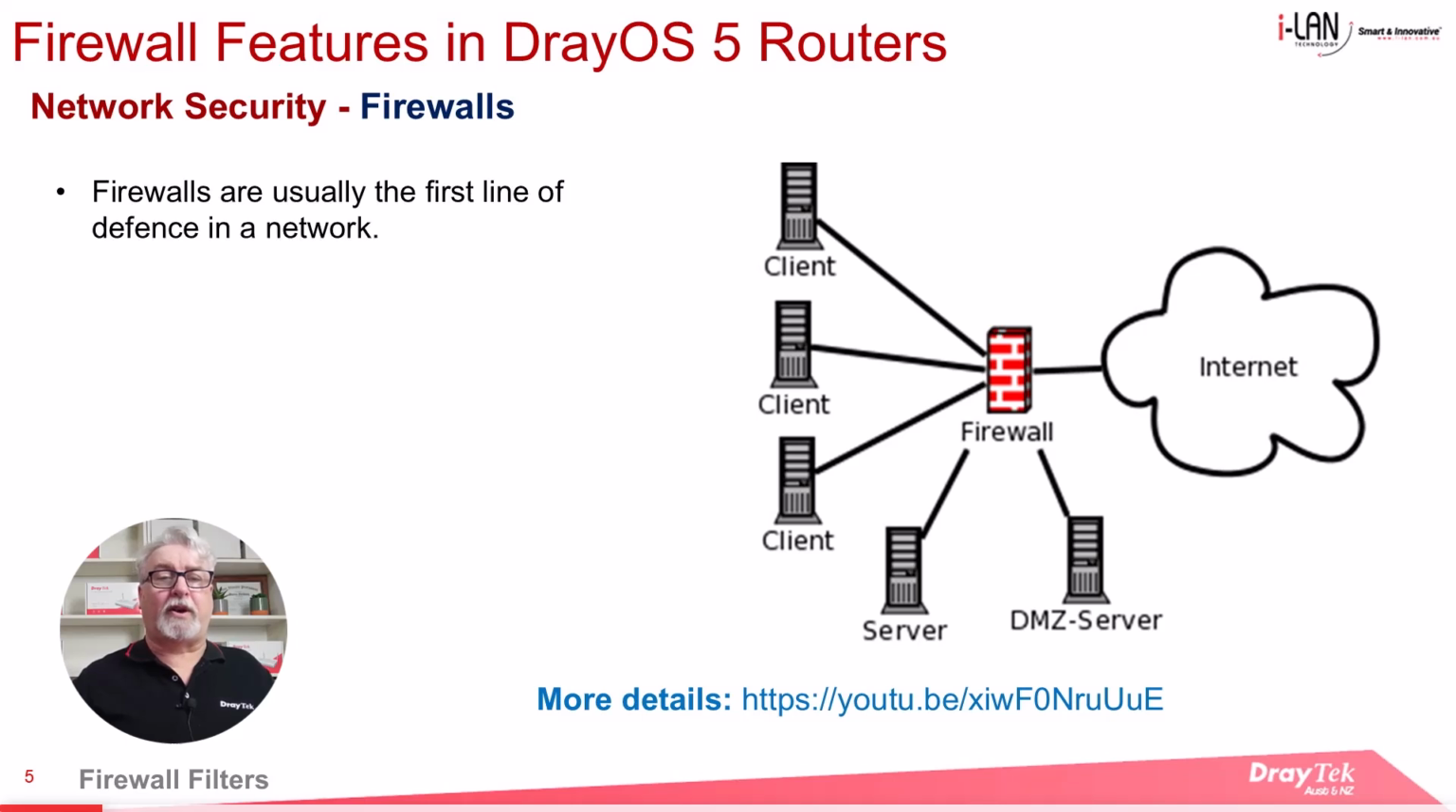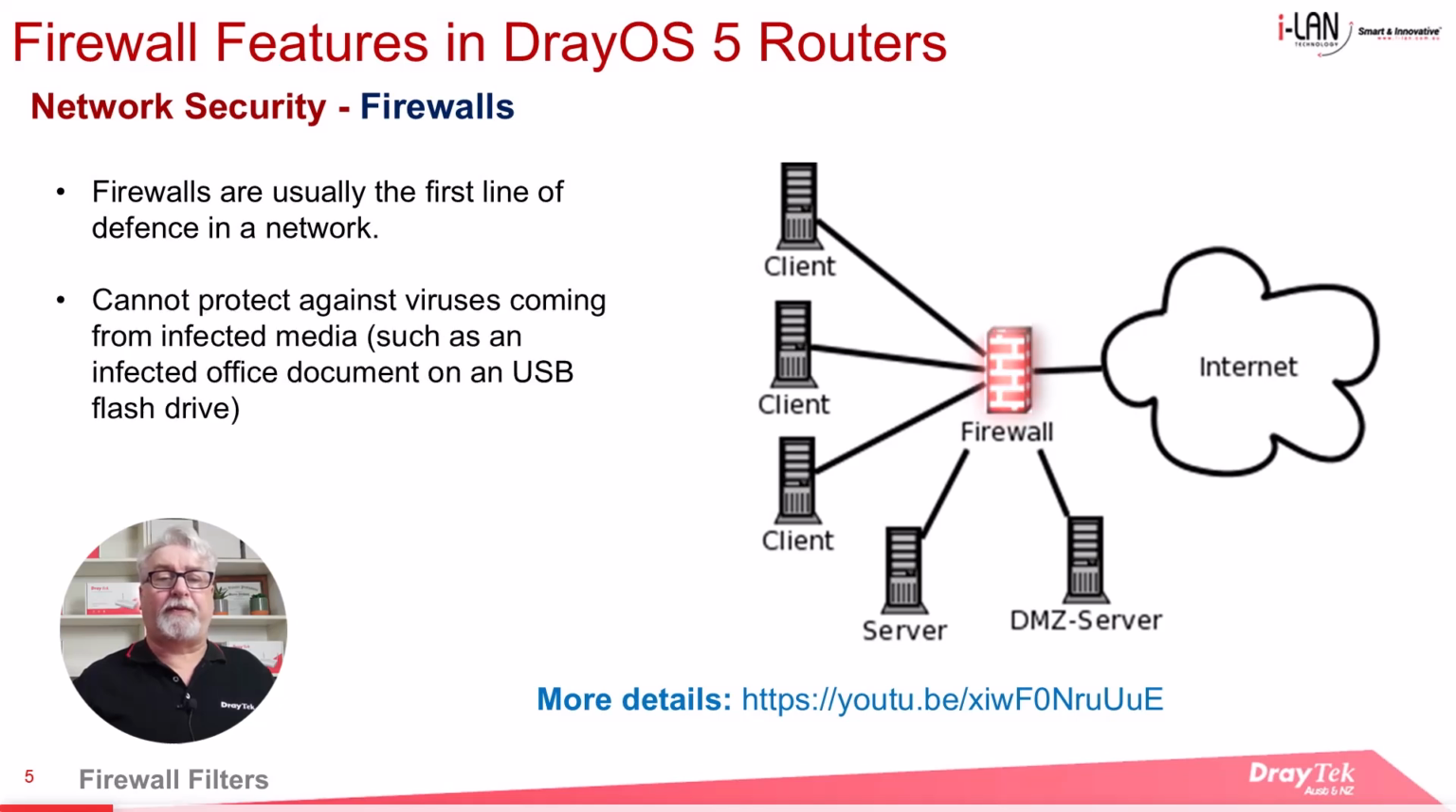Firewalls are usually the first line of defense to protect a network. As illustrated here, they establish a barrier between the internet and the devices on your network. It's important to remember that firewalls cannot protect against viruses coming from infected media, such as an infected Office document that a staff member might bring in on a USB flash drive. This will circumvent any security measures you have in place and requires antivirus software installed on PCs to minimize this risk.